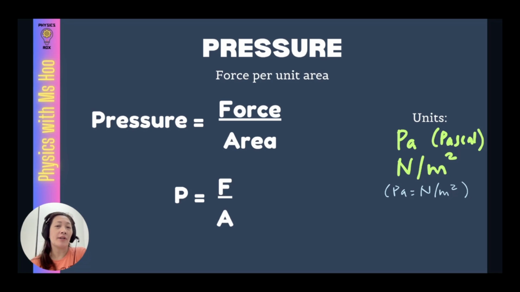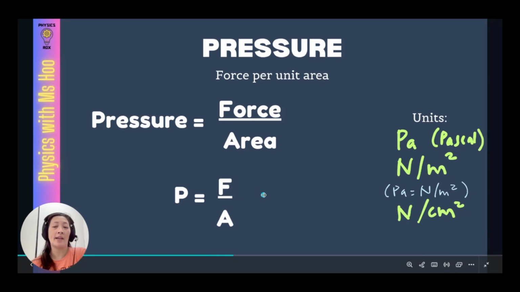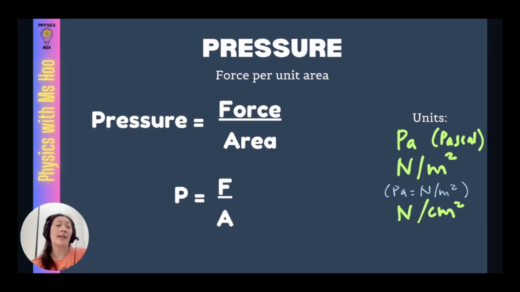Are there other units for pressure? Yes. Pressure is one of those physical quantities which has a long list of units. Now, we're not going to go through all of them here. I'll just go through some of the common ones that you will come across when it comes to answering questions in your examination. So besides writing in Pascal or Newton per meter squared, you can also write it as Newton per centimeter squared. Because as you can see from the formula, the unit for force is Newton, but area can also be expressed in non-SI units. For example, centimeter squared.